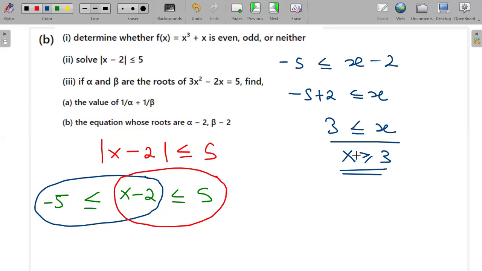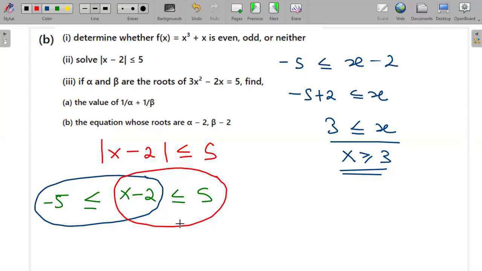Any number that is equal to 3 or greater than 3 is going to work here. It's going to work there if we try it out. All right. Let's see if there's a restriction if we find the answers for this one.